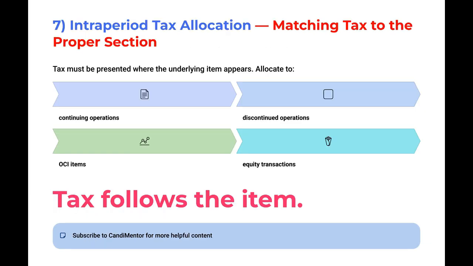Intraperiod tax allocation, matching tax to the proper section. Tax must be presented where the underlying item appears. Allocate to continuing operations, discontinued operations, OCI items, and equity transactions. A simple rule: tax follows the item.